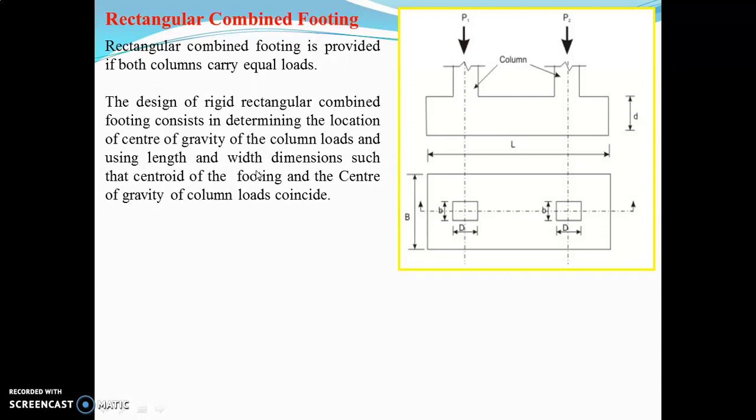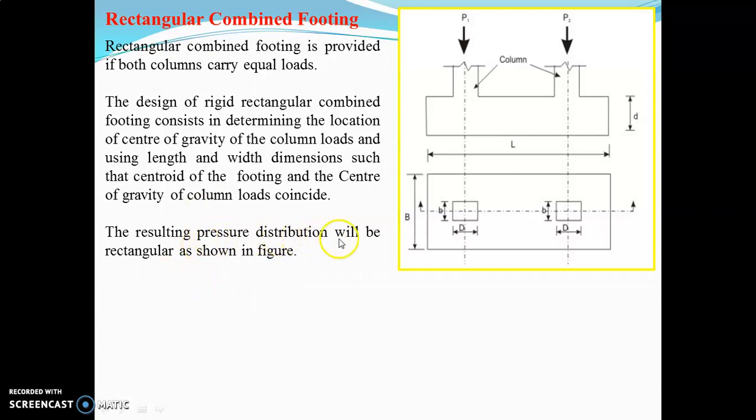The design of a rigid rectangular combined footing consists in determining the location of the center of gravity of the column loads and using length and width dimensions such that the centroid of the footing and the center of gravity of the column loads coincide. Okay, so the design mainly involves determining the location of the center of gravity of the column loads and also using length and width dimensions such that the centroid of the footing and the centroid of the gravity of the column loads should coincide.